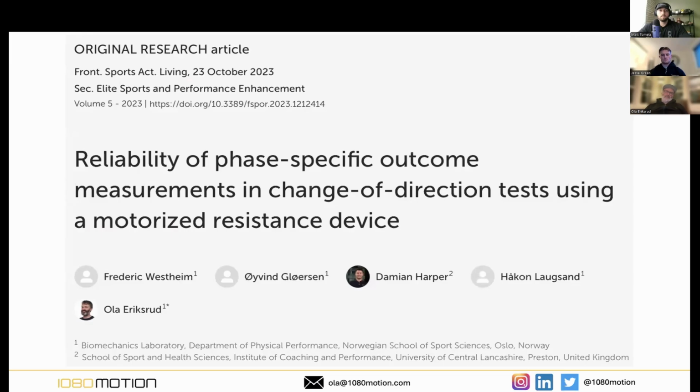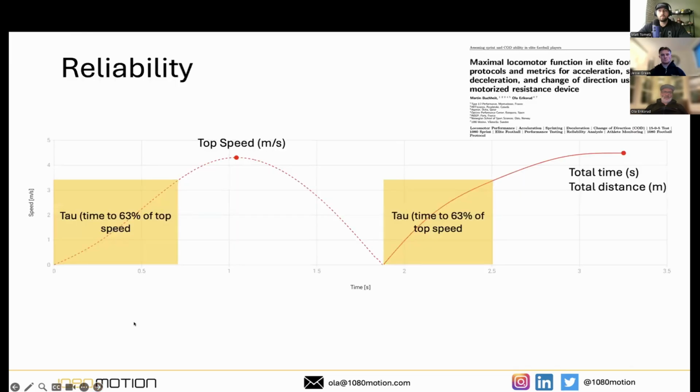But then, you know, what do we actually then do moving forward? Can we simplify this? So in a more recent study, we said, maybe we should try to simplify these things. Maybe instead of dividing them into too many phases, maybe we should keep it a little simpler. So then we went with a force velocity acceleration metric, tau, which is in essence the time it takes you to get to 63% of your top speed. So it's an acceleration time constant. So we looked at that.